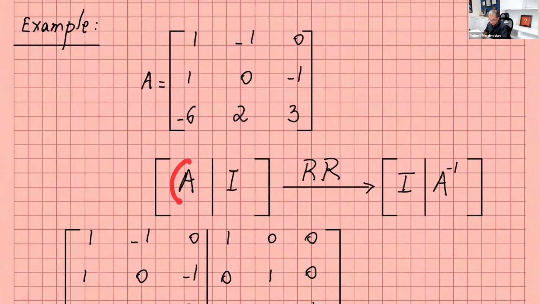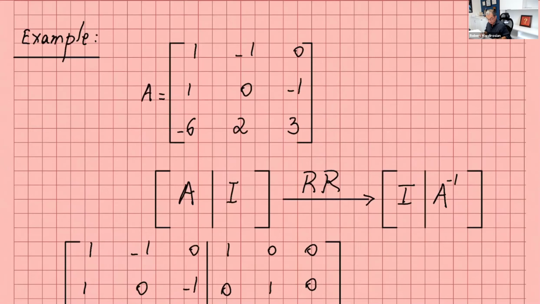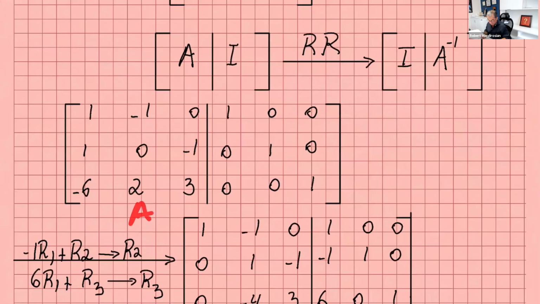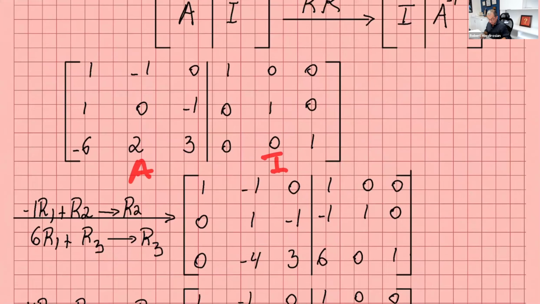So you write your matrix, and you can write the line and write the identity matrix on the right side. Then you do the row operations or row reductions until you get the identity on the left side, and whatever is left on the right side is the inverse. So for example, for this one, this is our A, and that's the identity. So what you want to do is make this the identity.